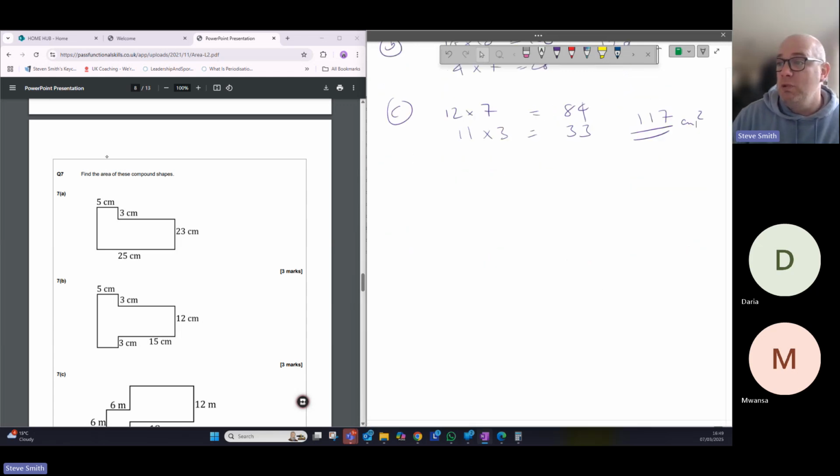Are these any more difficult? No, just because they've not put the line in for us doesn't make them any more difficult. Split it up how you see fit.